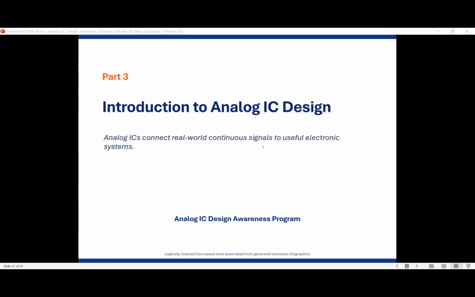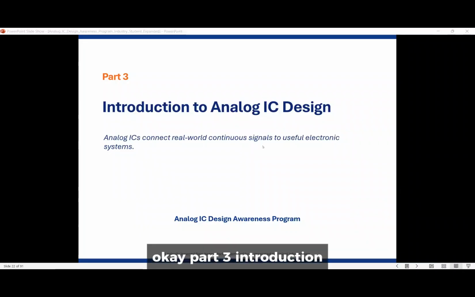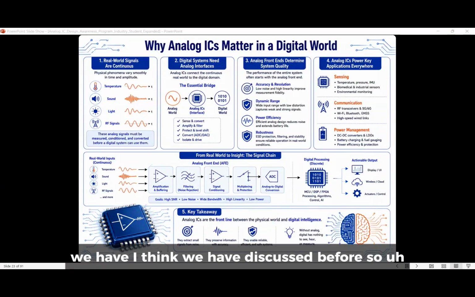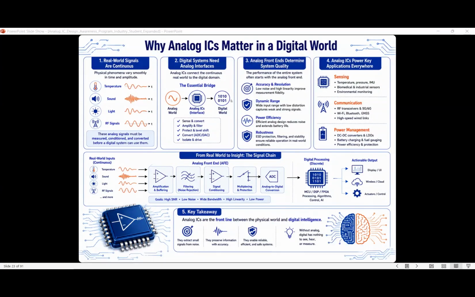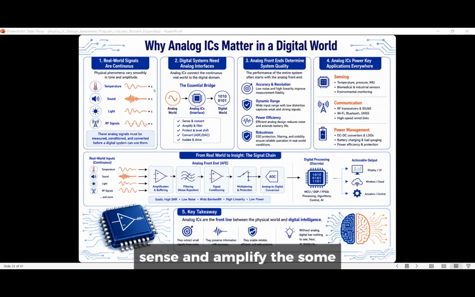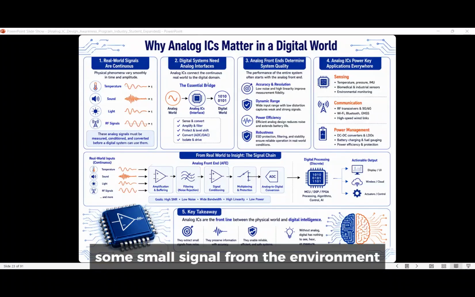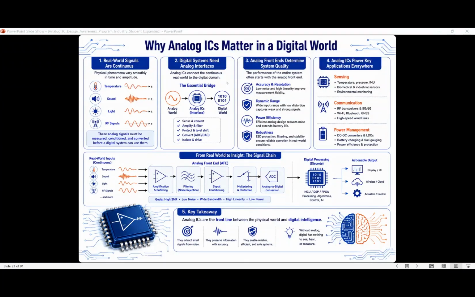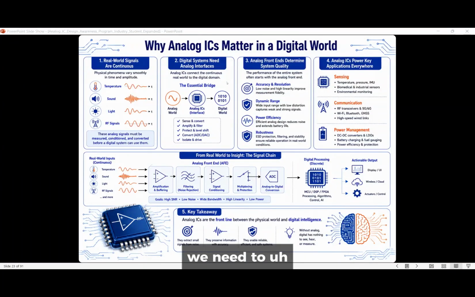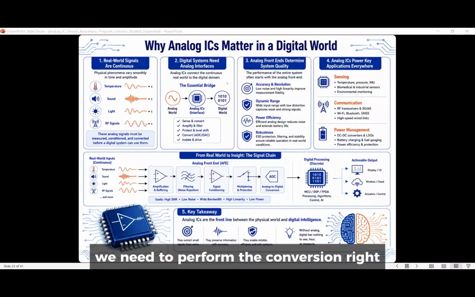Okay, part 3 introduction. We have discussed before why we still need analog circuits: to sense and amplify small signals from the environment, like temperature, sound, and light signals. Then after the amplification, we need to perform a conversion, right?